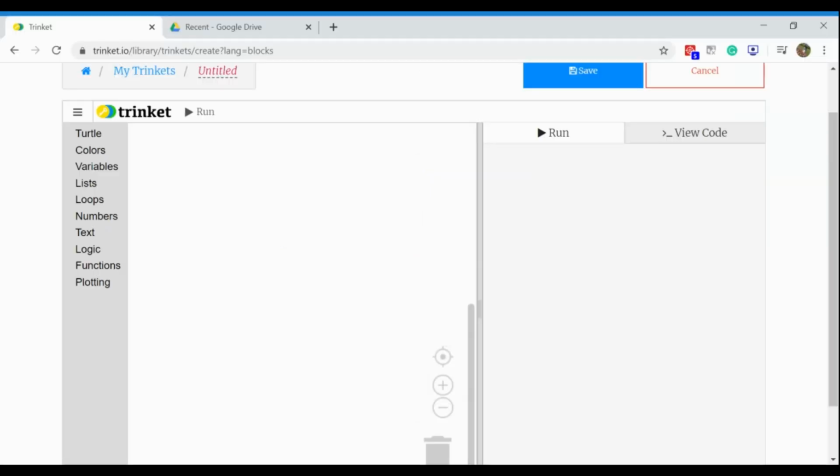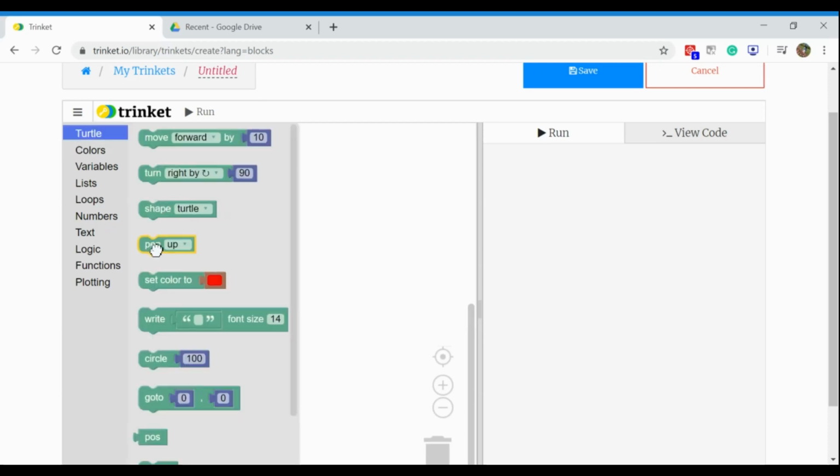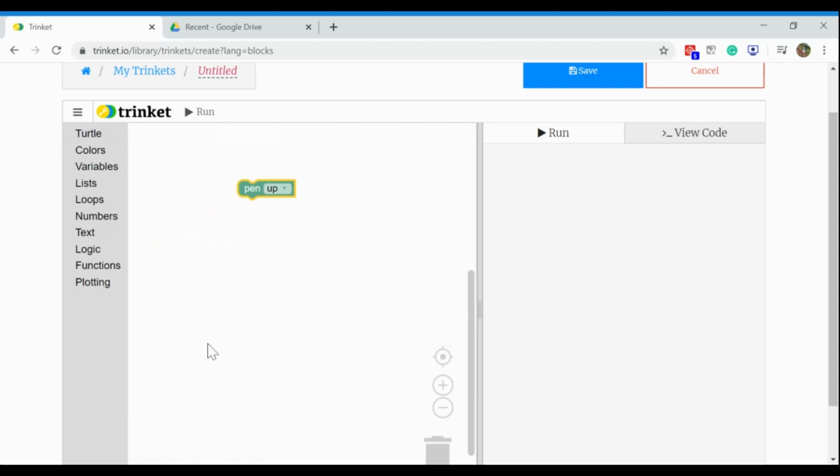So to move your pen to a specific spot, first you have to make sure you pick your pen up. Otherwise, when you try to move your pen, there's going to be a line connecting the 2 points, and it's going to look really messy.